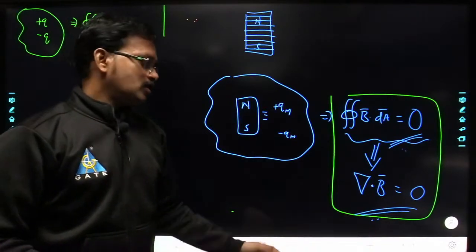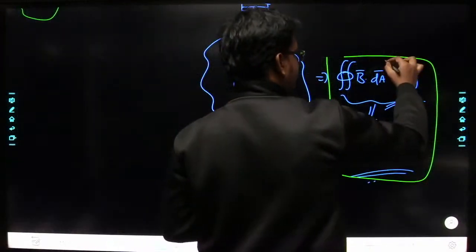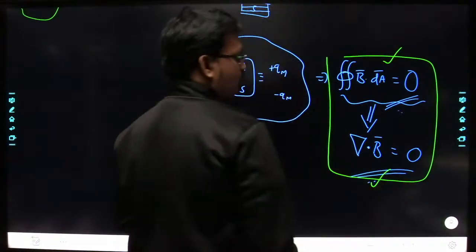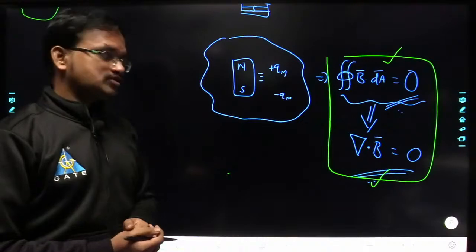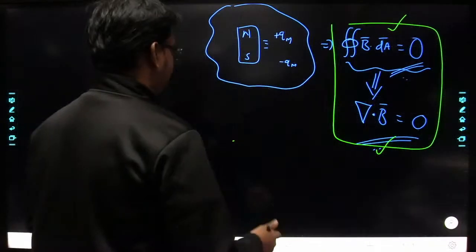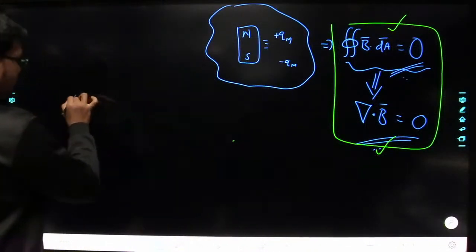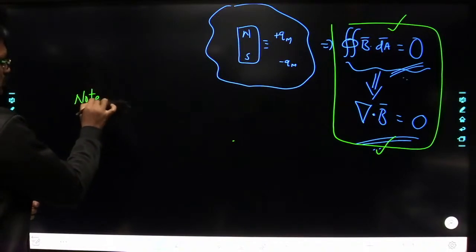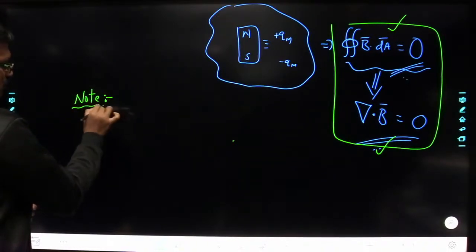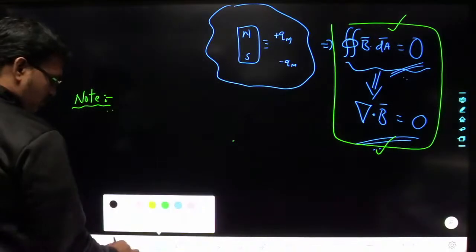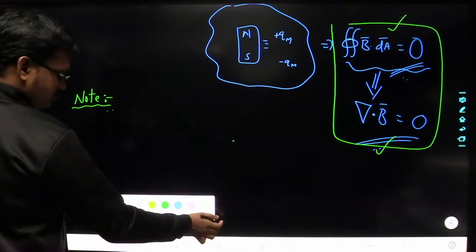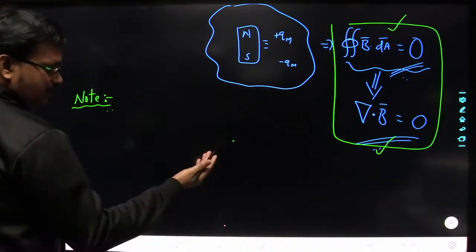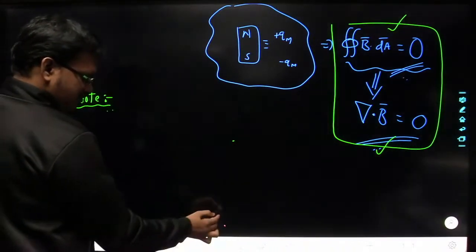Why are we getting these expressions? Because magnetic monopoles don't exist. Understood? So write down a note here. If you find any magnetic monopoles, then you will definitely be awarded the Nobel Prize, right? You are going to get a breakthrough in EMT like Maxwell.